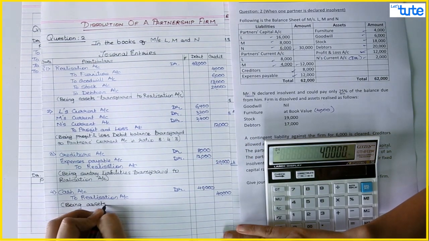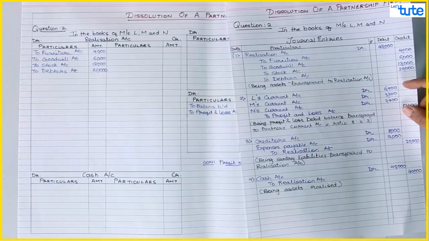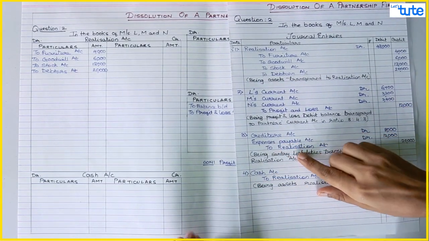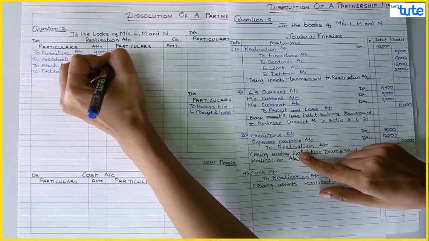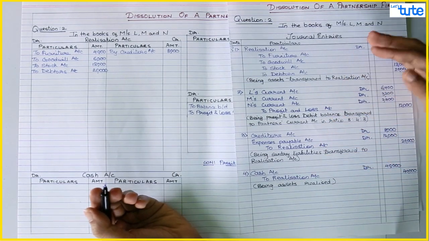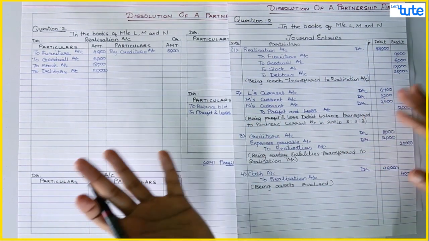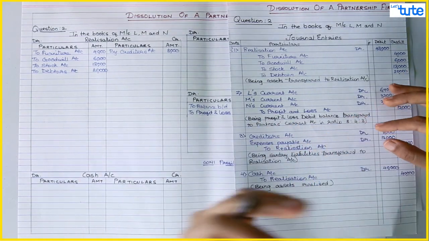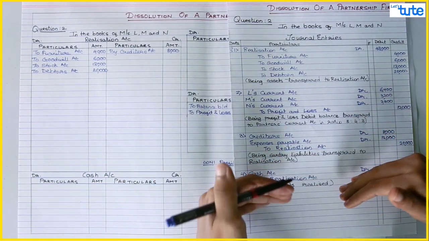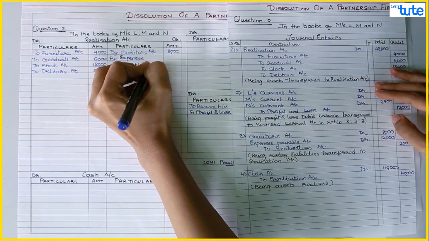Being assets realized. Okay, we will do the posting for the same. We have not done the transfer of liabilities to realization, so first of all we will do that entry by creditors account. You can even first write all the journal entries and then do the posting, or you can do them together, writing the entry and then posting, then writing the next adjustment entry and then posting. By expenses payable account, 12,000.